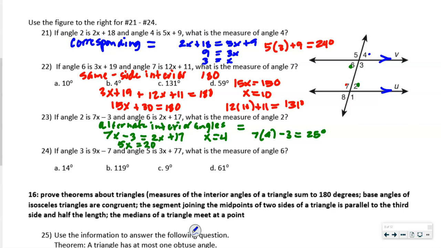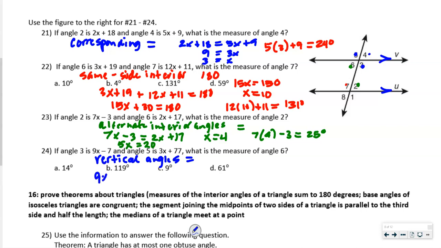Okay? All right. So the next one says if angle 3, I'm going to go back to our blue here. If angle 3 is 9x minus 7 and angle 5 is 3x plus 77, what is the measure of angle 6? So 3 and 5 are vertical angles. And that means they're equal, right? So we're going to set those two equations equal to each other. Now, it's actually asking us for 6. So we're going to use the property of a linear pair to solve for 6. But right now, we're just going to solve for x.